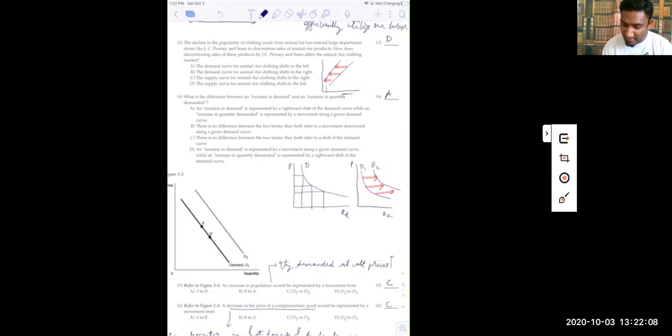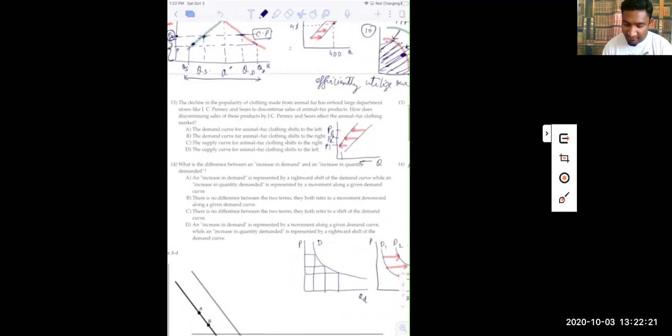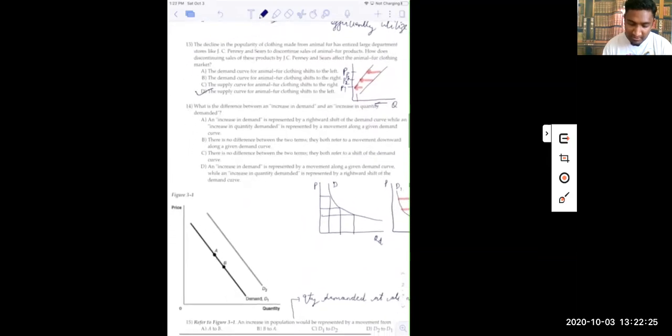So for each price, we'll have less quantity. This is your quantity, and this is your price. So for each price level, we will have less quantity supplied. So the supply curve will move towards the left. So D is the correct answer.